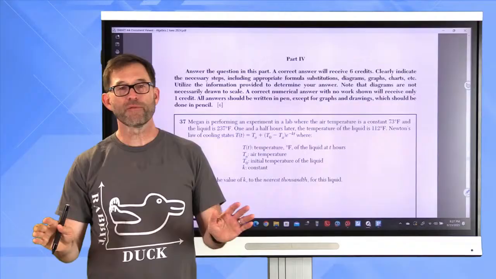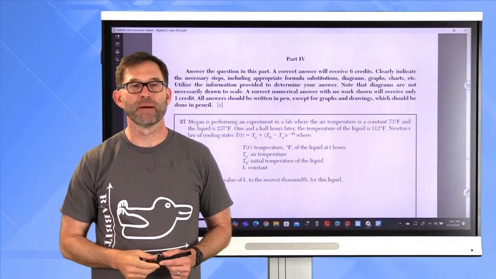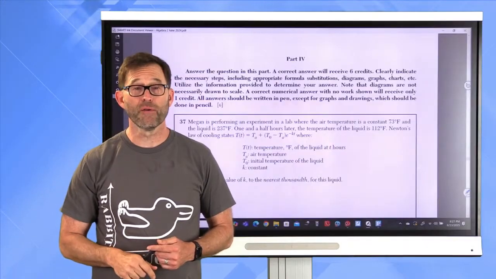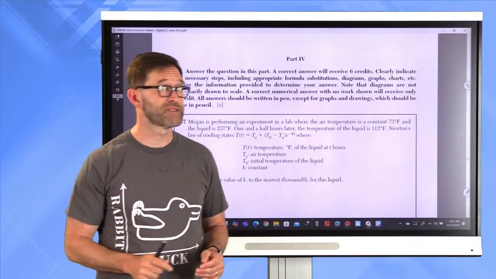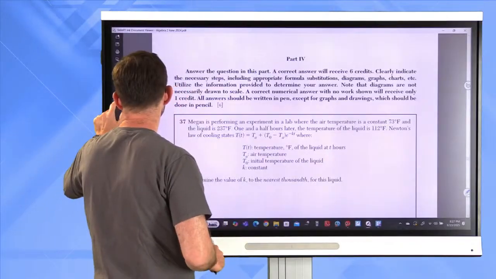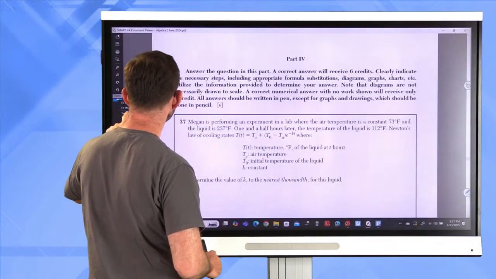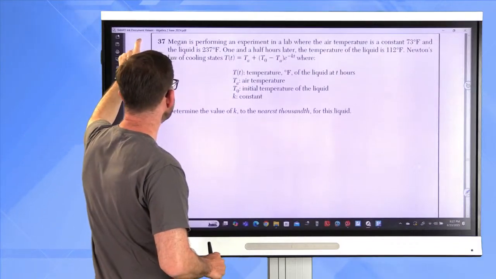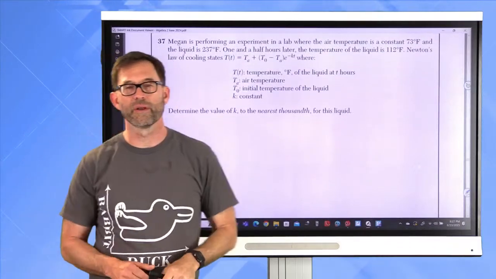Now, part 4 problems, whether we're talking about Algebra 1, Geometry, or Algebra 2, are 6-point problems, often very, very involved, and this one is no exception. So let me make it a little bit bigger. Hopefully, there we go. And let's take a look at a Newton's law of cooling problem.